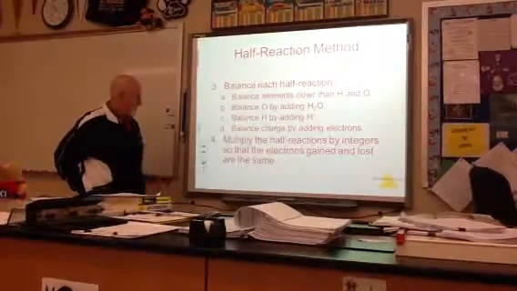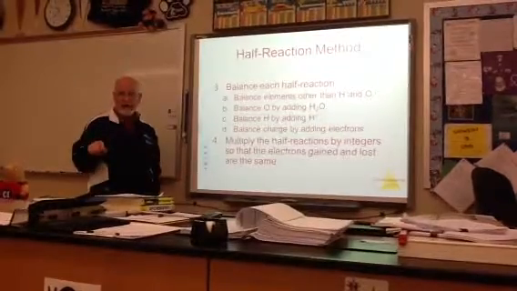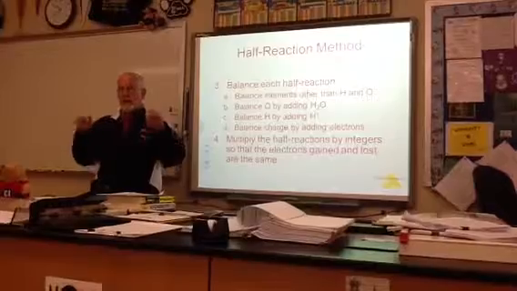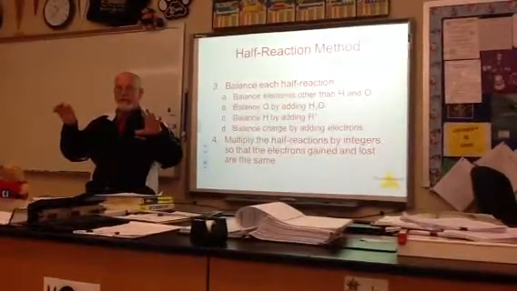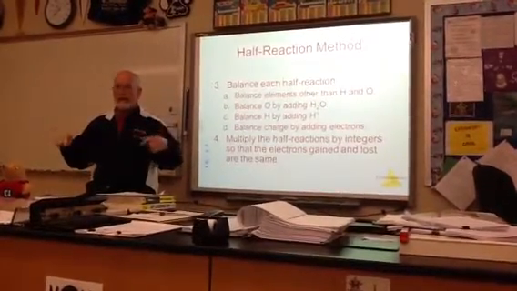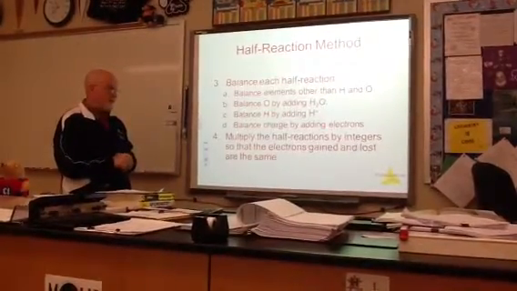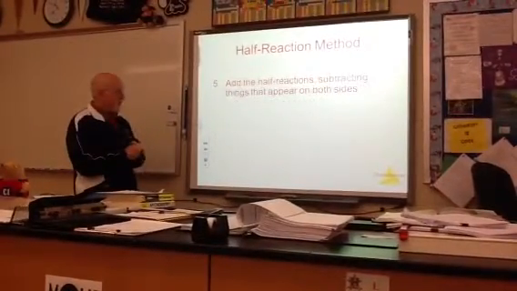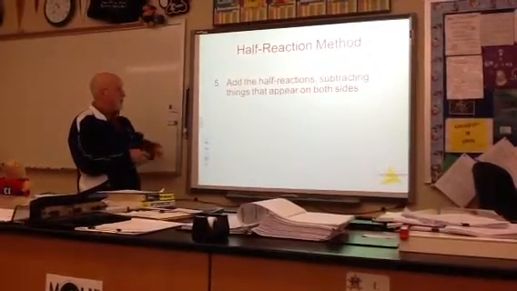And then when you get through, in some cases you may have to multiply a half reaction, because when you get ready to add those two reactions together, the number of electrons on the left side has to cancel out the number of electrons on the right side. You may have to multiply those half reactions by some whole number, or integer as they say here, in order to make that happen. And then they'll cancel out and you'll have the final answer.